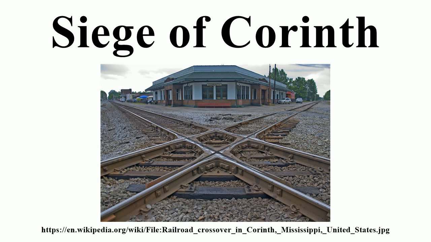When Union patrols entered Corinth on the morning of May 30, they found the Confederate troops gone. The Union forces took control and made it the base for their operations to seize control of the Mississippi River Valley, and especially the Confederate stronghold of Vicksburg, Mississippi.